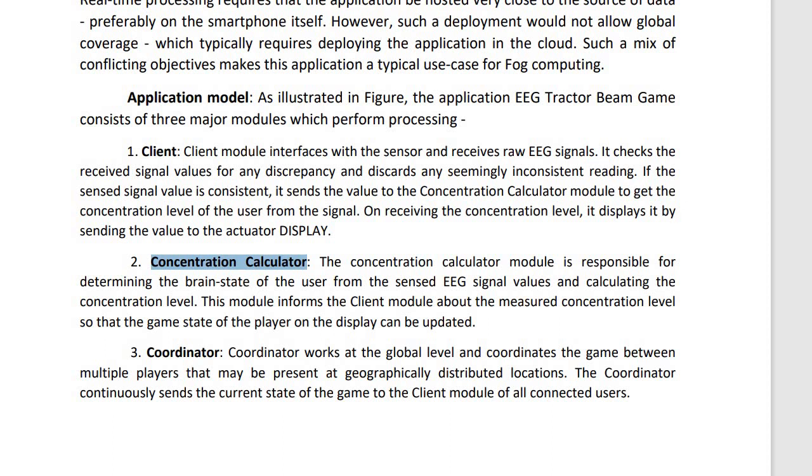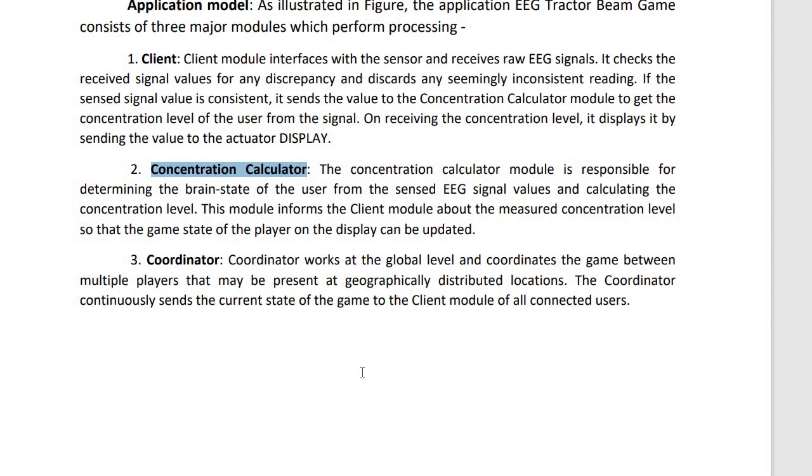But the concentration calculator has two jobs. One is not only computing the concentration and sending it back to the client who wanted it, but also the concentration of a particular player should be sent to the coordinator, the third module, which collects the concentration of all the players. If there are 10 players, the concentration of all 10 players will be collected, and then sent back to all 10 clients, so that each client will display all 10 people's concentration on the screen. The individual player will know not only his own concentration strength but also that of the other players, and ultimately the winner is the one who plays the game with the highest concentration.